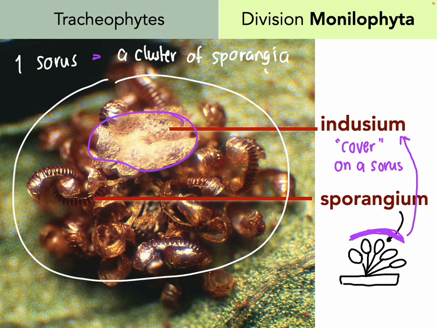And again, sporangia is the plural of sporangium. If you have one, it's sporangium. If you have many, not sporangiums, it's sporangia. Because it's Latin, I know, it's painful. So many sporangia together form a sorus.